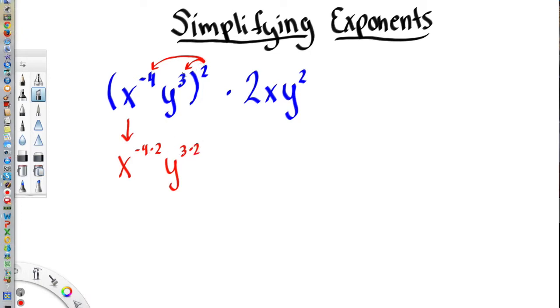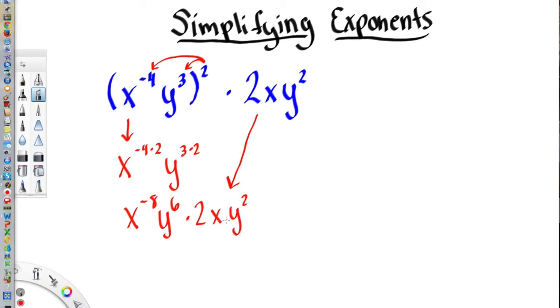See what's happening here? So I'm going to end up getting x to the negative 8th power times y to the 6th power. And I have to bring the rest of this information all down here. I have to multiply that by 2x y to the second power.